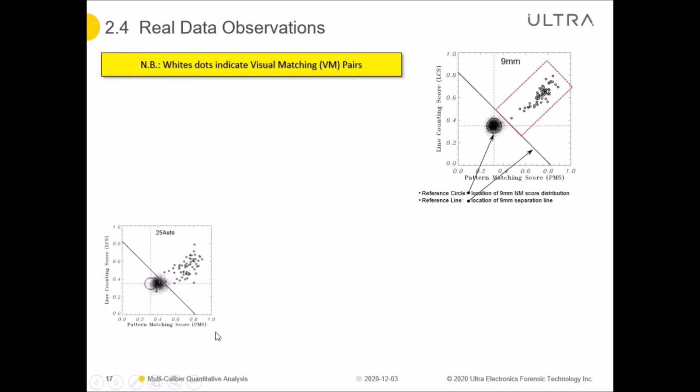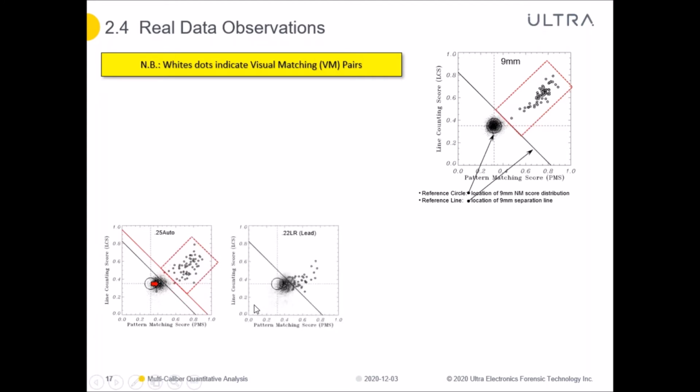If we start with 25 right here, the first thing we notice is that there are some points with no white dots on top, which means that we have several non-visual matches. But more importantly, we have a shift of the non-matching score distribution to the right, which brings a shift of the separation line with respect to 9mm. But we realize that most of the white dots are above the new red separation line.